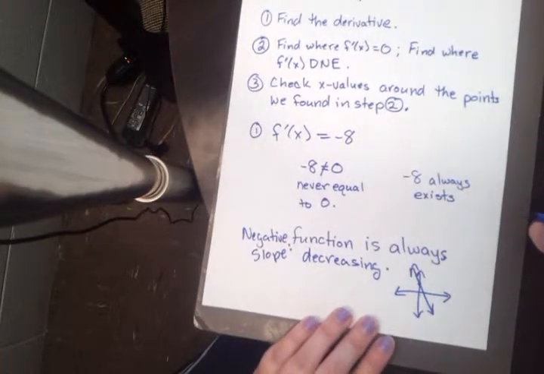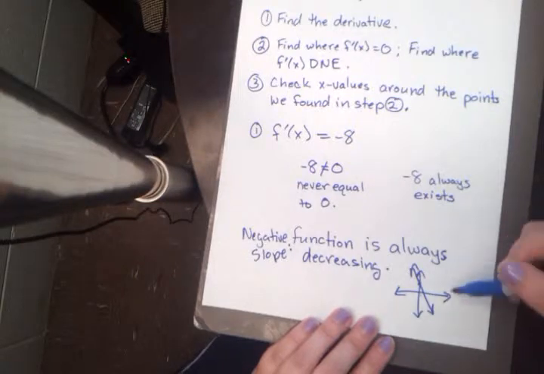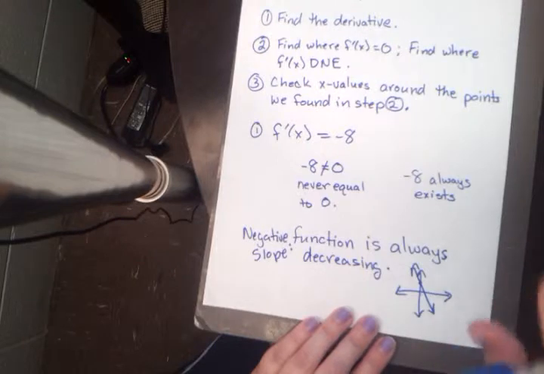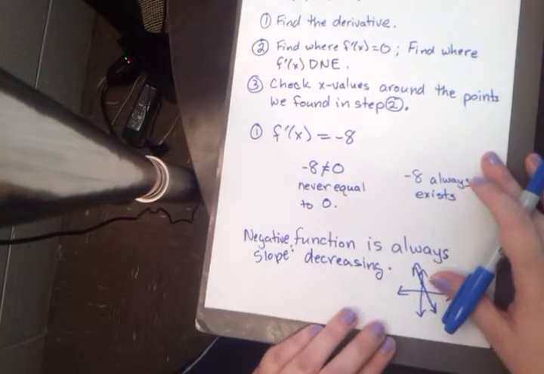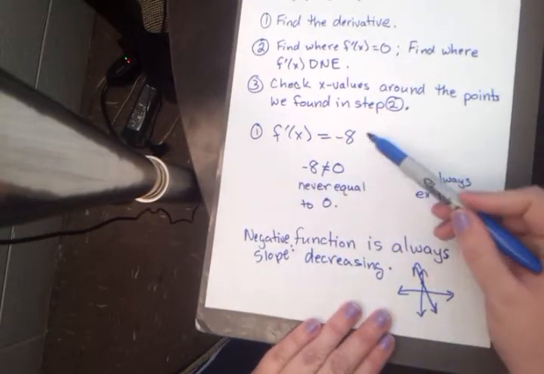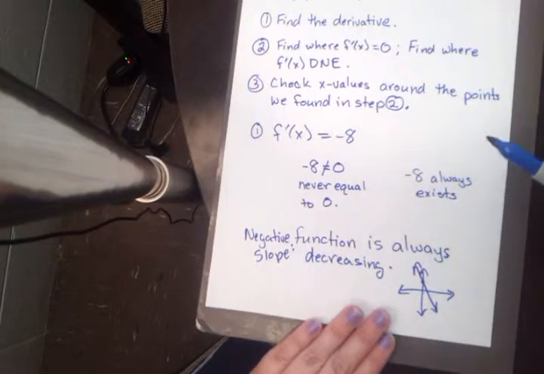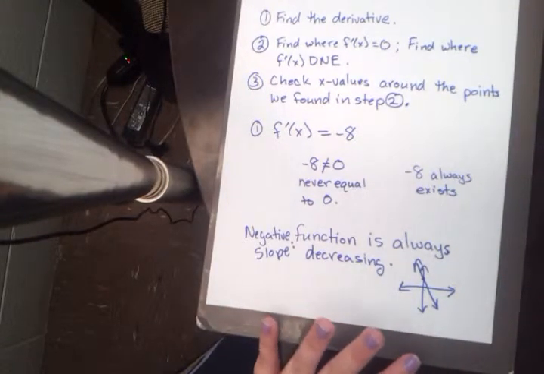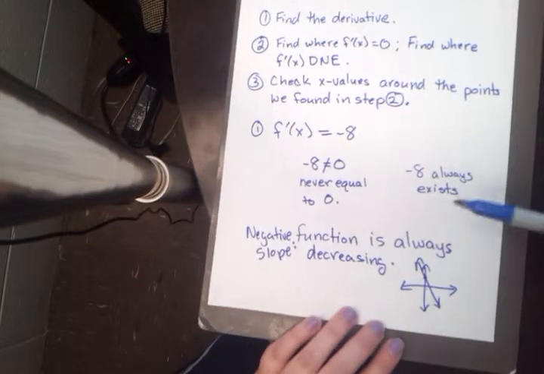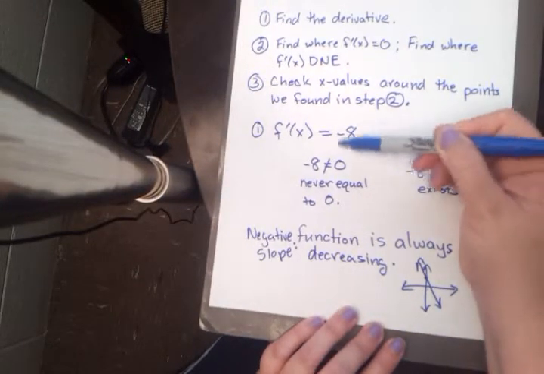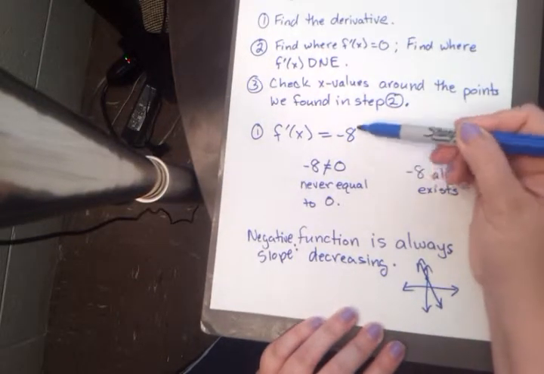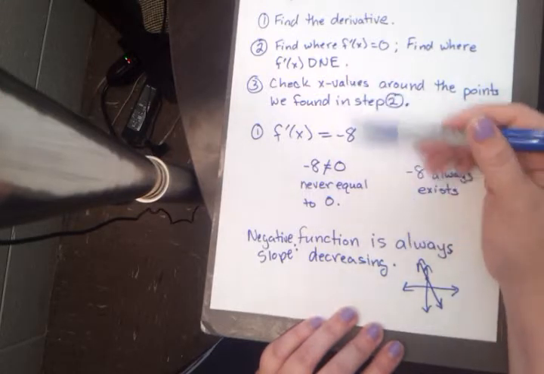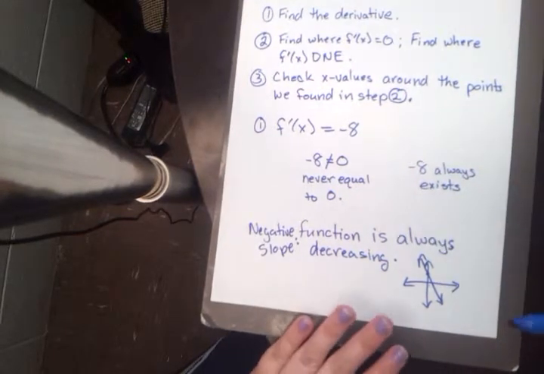And if they ask you where it's decreasing, well, this thing is decreasing everywhere. So you're going to say that it's decreasing from negative infinity to positive infinity. Okay? And I admit, this one's kind of tricky because you have all of these steps, but you don't know how to use them because you don't have anything to plug in for x. That's where you have to use common sense and think about it a little bit. If the slope is always negative 8, that means the actual function is always decreasing. And so that's how we come up with that.